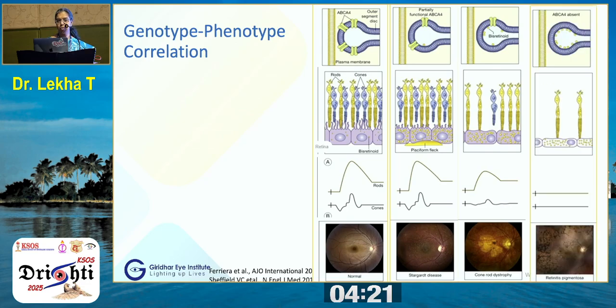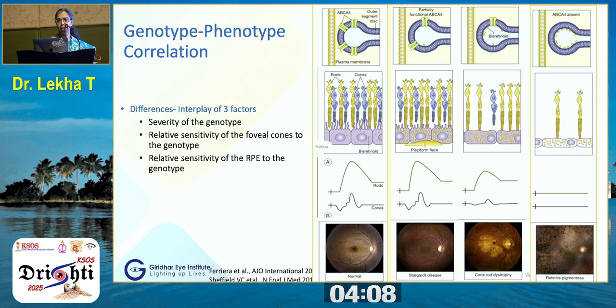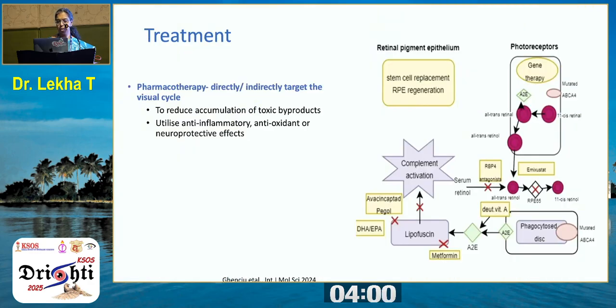And if the ABCA4 is totally absent, there is extensive apoptosis of both the rods and the cones, significant thinning of RPE, absent waveforms, and you get the picture of retinitis pigmentosa. So ultimately, it depends on the severity of the genotype, the sensitivity of the foveal cones to the genotype, and the sensitivity of the RPE to the genotype. So what can we do for these patients?